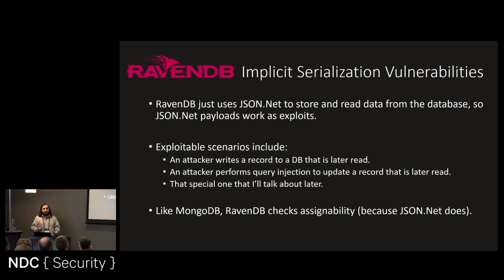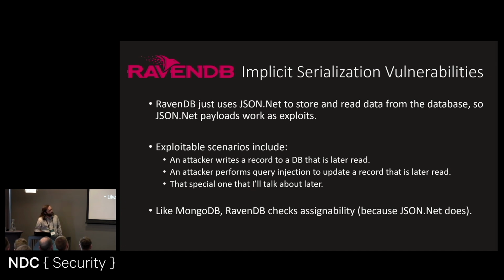So anything that's a serialization gadget for JSON.NET works. If you can write a malicious record to the database, someone else reads it, you've got RCE. If you can do query injection, you can write a malicious record, you get RCE. And that special method I mentioned for LiteDB also works for RavenDB. It does care about assignability. You have to figure out a way to get your payload to fit into what the expected object graph is, like what the application is expecting, it has to fit in there.